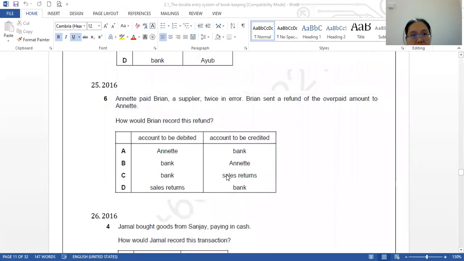Okay, 25. Anne paid Brian, the supplier, twice in error. Brian sent a refund of the overpayment amount to Anne. How will Brian record this refund? So when he refunds, he will credit the bank and he will debit Anne. So double entry, debit Anne and credit bank. So your answer should be A.